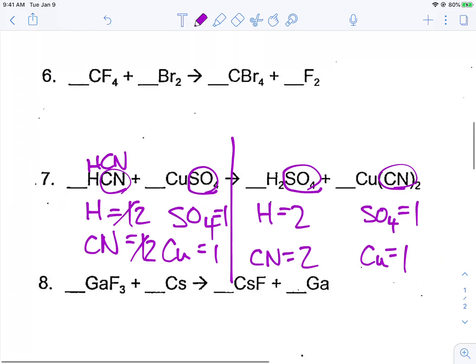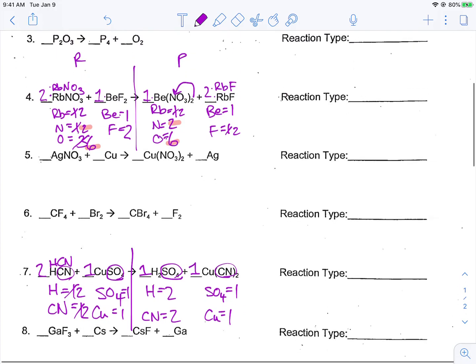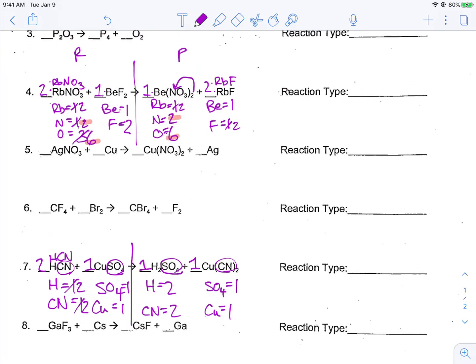All you need to do is just add a coefficient of 2, and then you get 1, 1, and 1. So that's the shortcut method where you just keep them grouped together. Okay, that's balancing with polyatomic ions.